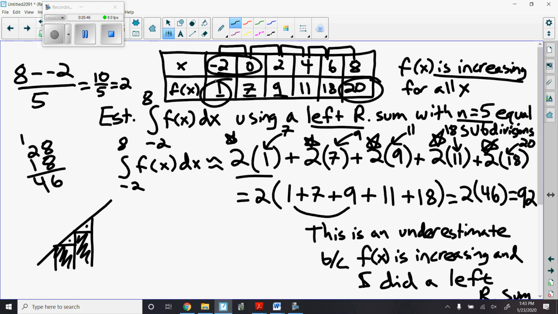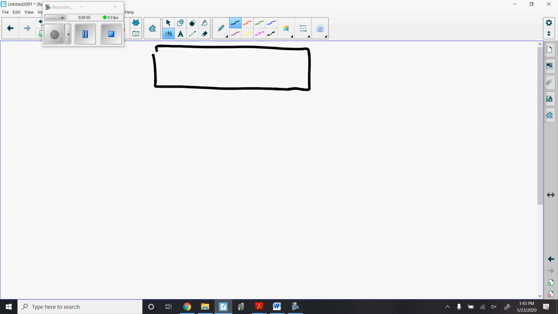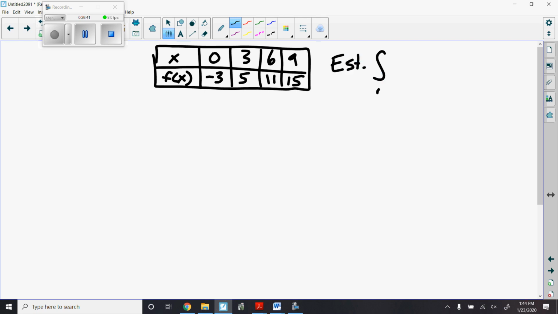Just 2 quick examples here before we go of tables. Okay, so here I have a function. By the way, when we have negative numbers, don't worry about them. Just multiply them as negative numbers, and you'll be just fine. I want to talk about doing a trapezoidal sum here. I want you to estimate the integral from 0 to 9 of f of x dx using n equals 3 trapezoids.